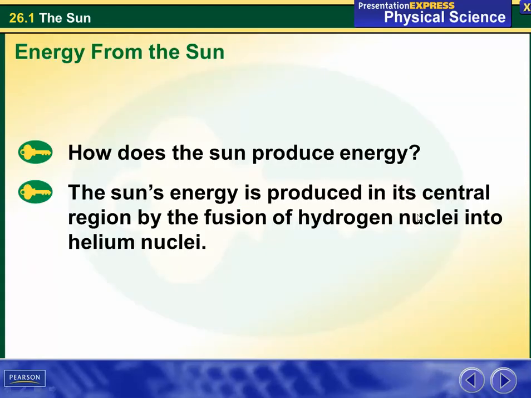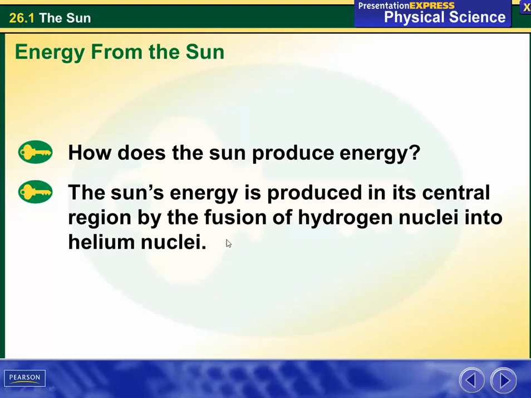So the big thing is we just said it gives off a ton of energy, but how does the sun actually produce that energy is a huge question. And to answer it, as in our key term here, it's produced in the central region, the core of the sun, by the fusion of hydrogen nuclei into helium nuclei. Nuclei is just the plural term for a nucleus. We have multiple nuclei.